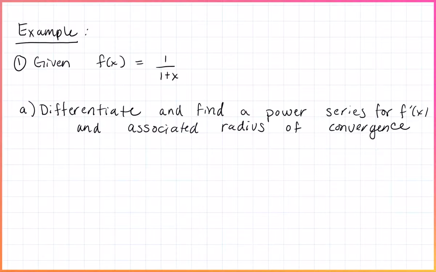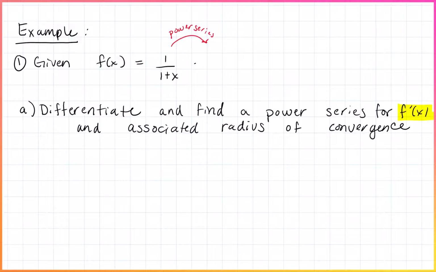All right, let's take a look at this power series. F of x equals 1 over 1 plus x, and we want to differentiate and find a power series for the derivative of this function and its associated radius of convergence. So what we're going to do is first say, how could this guy be represented as a power series?